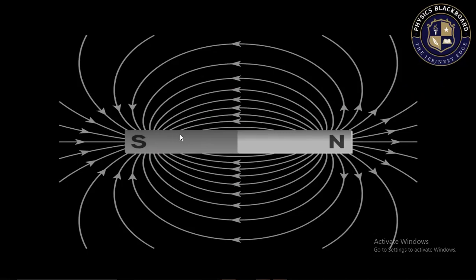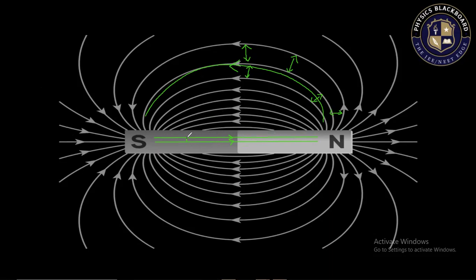And as I told you, the distance between the two lines in the magnetic field is not uniform. The distance is changing as we move from one pole to another pole. They will run from north to south outside the magnet, and they will run south to north inside the magnet.